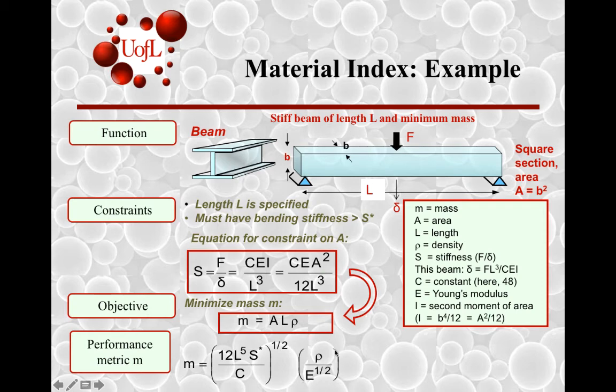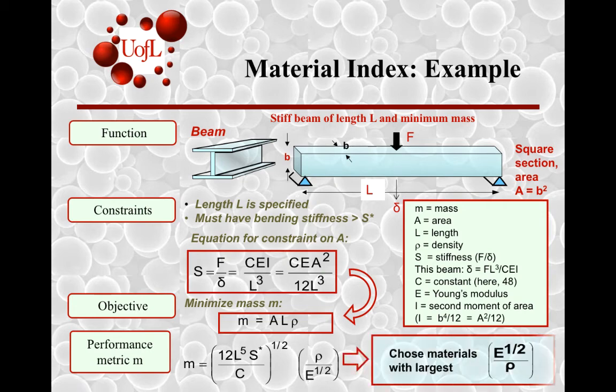And then you have the option of maximizing E to the power half divided by rho, or minimizing rho divided by E raised to 0.5. So if you choose materials with the largest value of this performance material index, it's the same as the reciprocal of this term. Right. To minimize mass, you increase this material index based on E to the power half divided by rho.